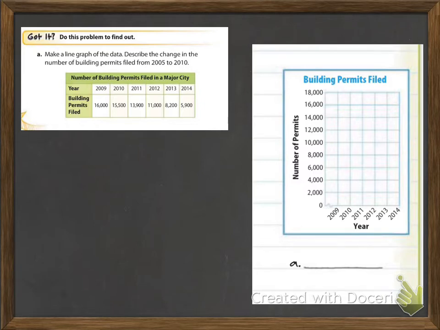So you're going to go ahead and follow the guidelines of plotting your points, connecting your dots, and then just describe the change. So basically by that, is it increasing? Is it steady? Meaning, is it not increasing or changing at all? Is it decreasing? So be sure to use one of those words in your explanation.